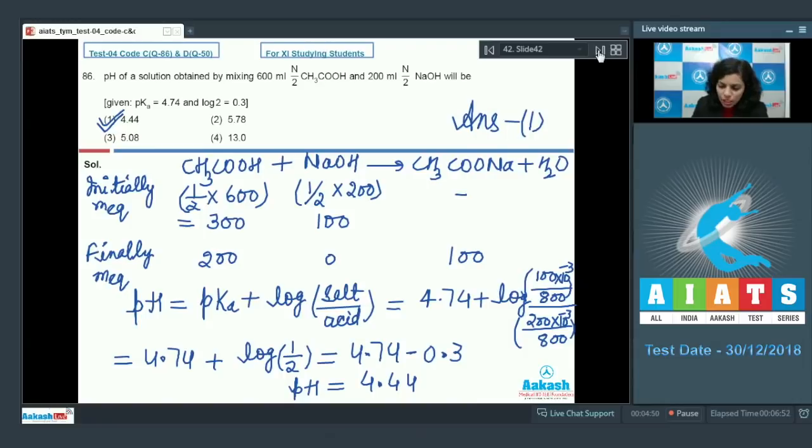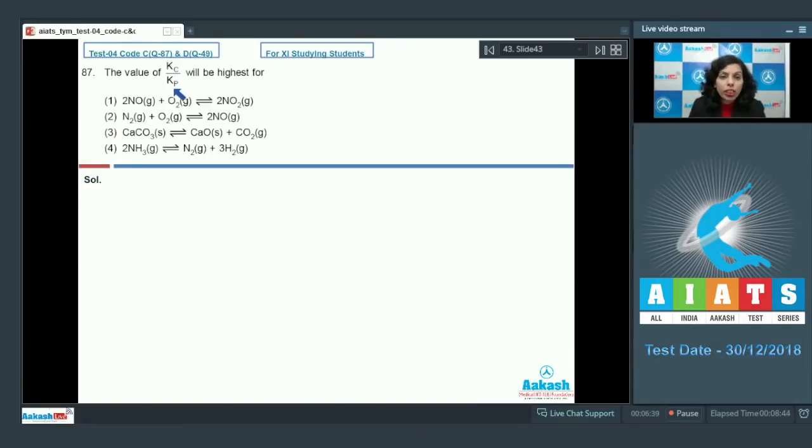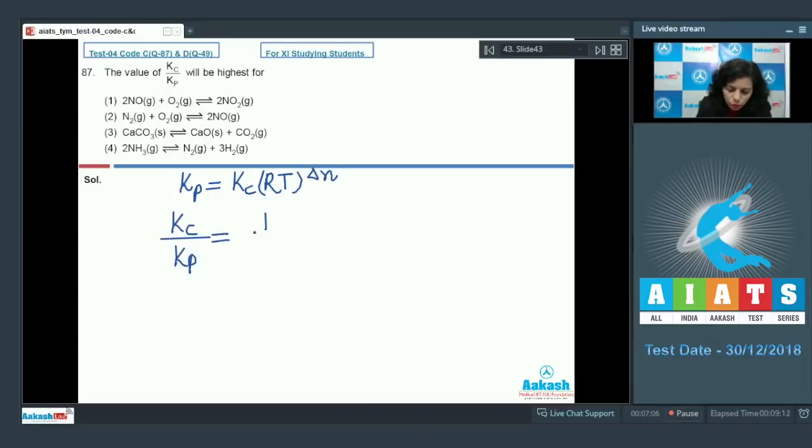Now, after this, let's take the next question. Question number 87. The value of Kc upon Kp will be highest for. First, we should know the relation between Kc and Kp. We know that Kp is equal to Kc RT raised to the power delta n. So the value of Kc upon Kp is equal to 1 upon RT raised to the power delta ng. This is delta ng, which means we have to consider the change in the number of moles of gaseous products and reactants. So we can calculate the delta ng value for each of the given reactions.